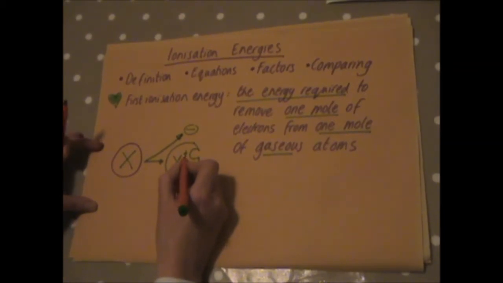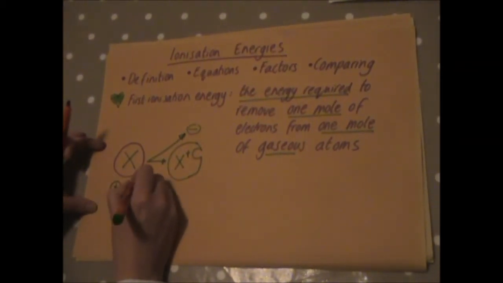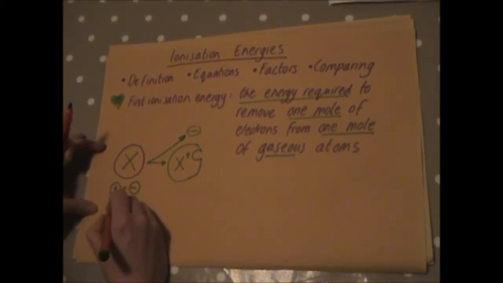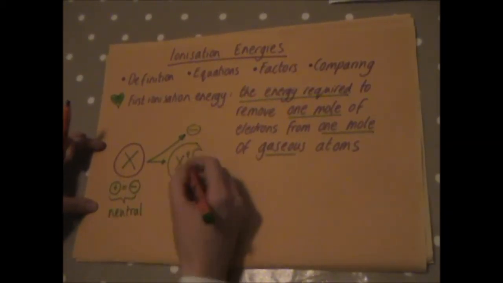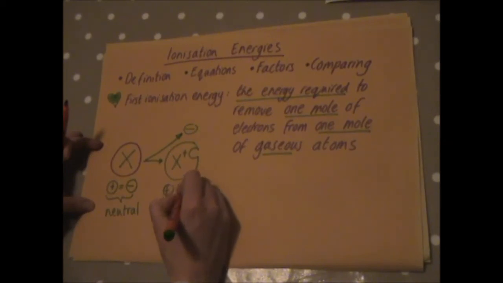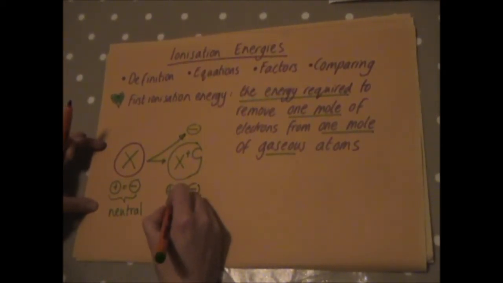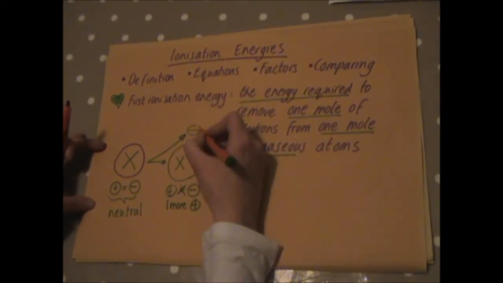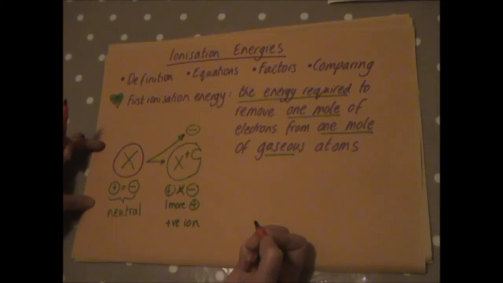So let's just have a think about where we got that positive charge from. In an atom, the number of protons is equal to the number of electrons. So overall, the atom is neutral. Now, the number of protons doesn't equal the number of electrons. You've actually got 1 more proton than you have electron, because you've taken one of the electrons away. So overall, you've made a positive ion.